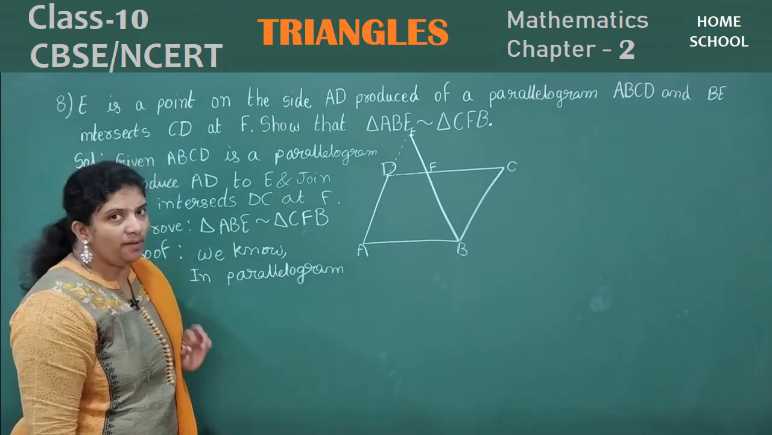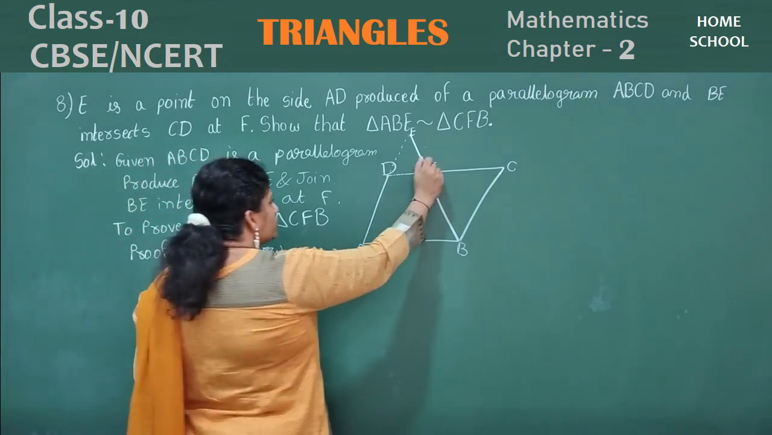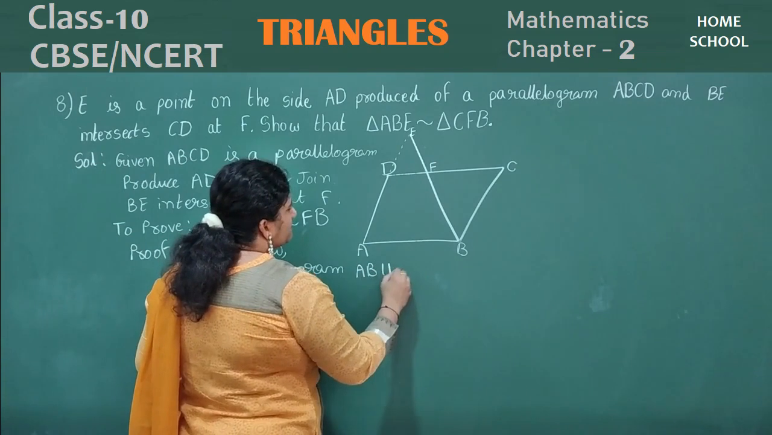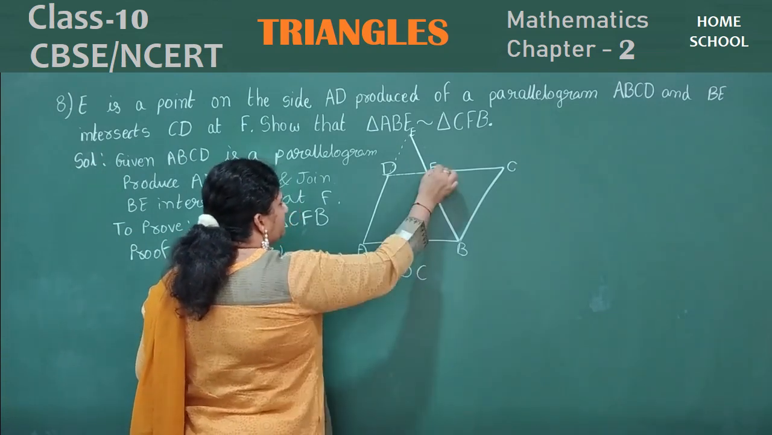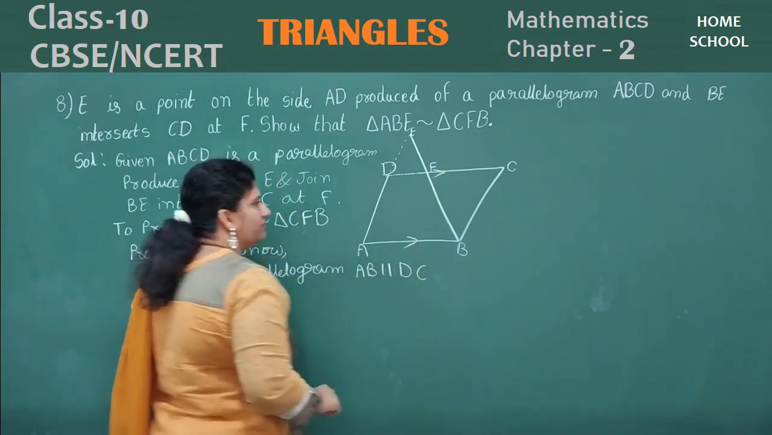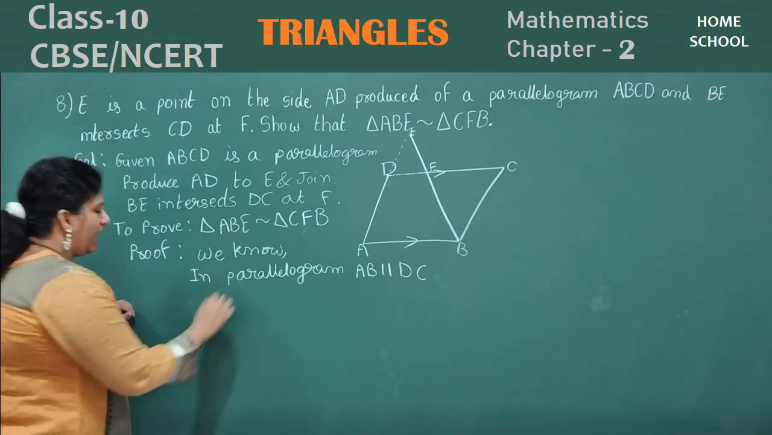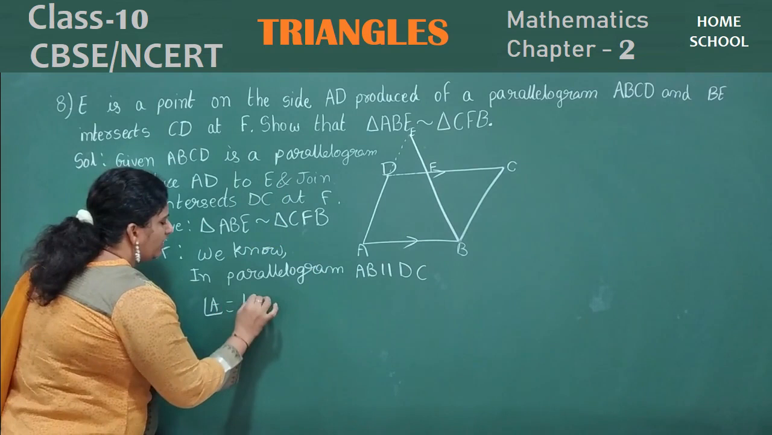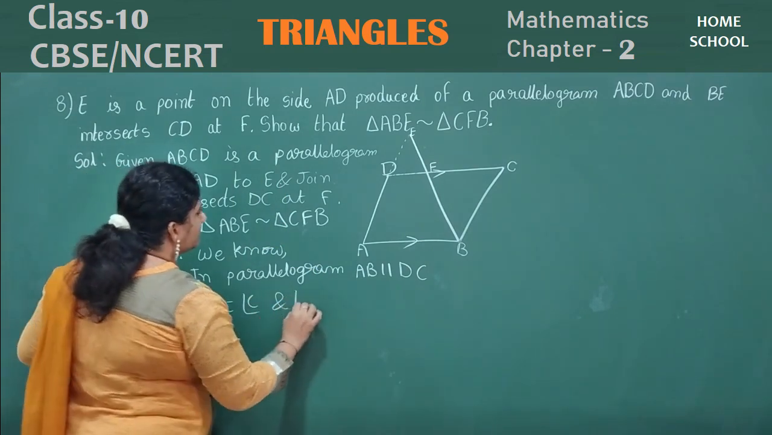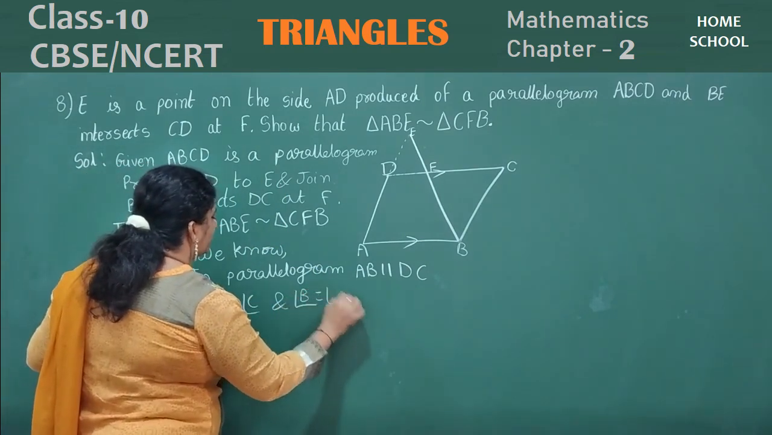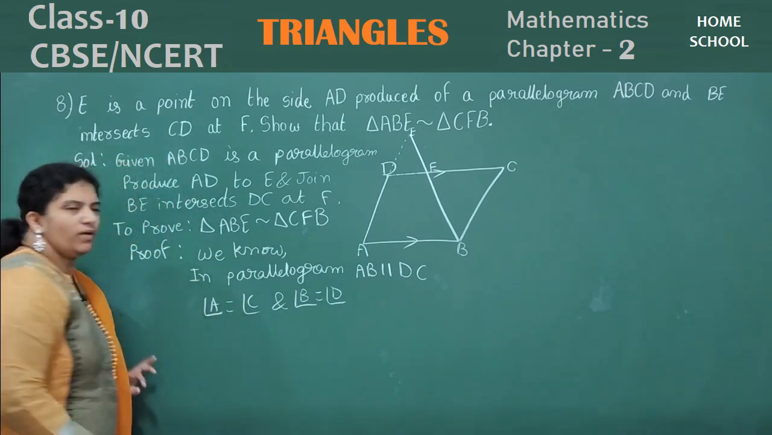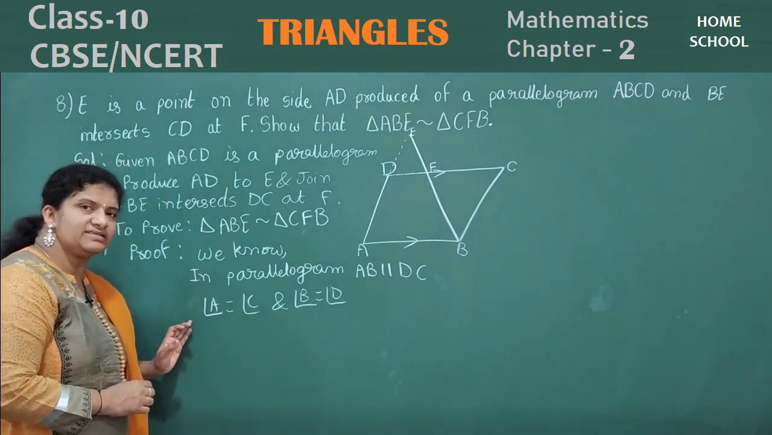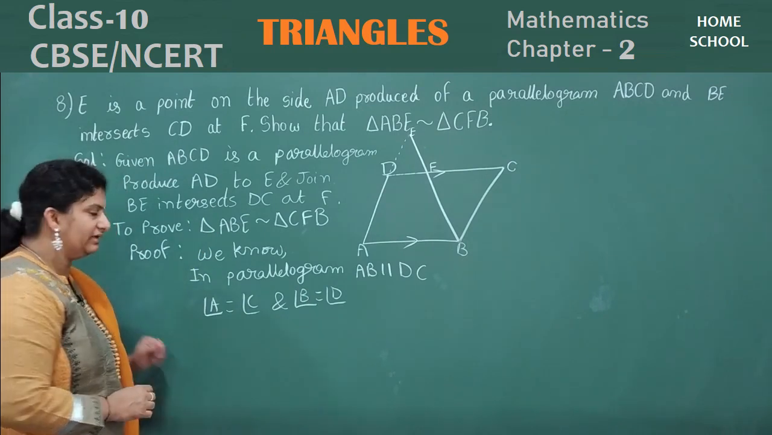Opposite sides are parallel to one another. So I take this pair of sides. AB is parallel to DC. Indicate like this. Next one: and interior angles. Angle A is equal to angle C and angle B is equal to angle D. In a parallelogram, opposite interior angles are equal to one another.